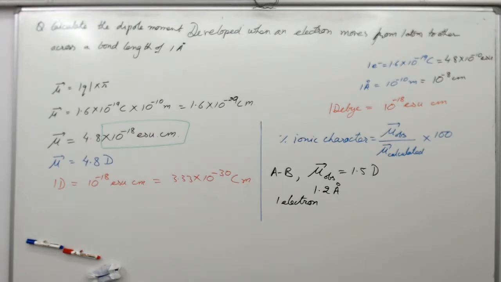Sir, I got something like 1.5 by 6.4 into 100. Yeah, solve it. Sir, 2.344. Solve it once again. It turns out to be something around 26%.